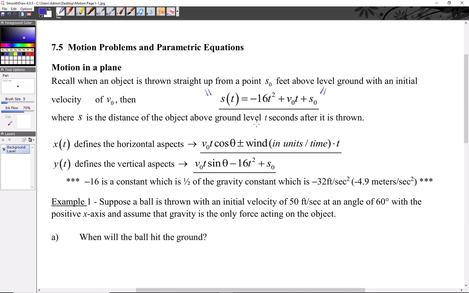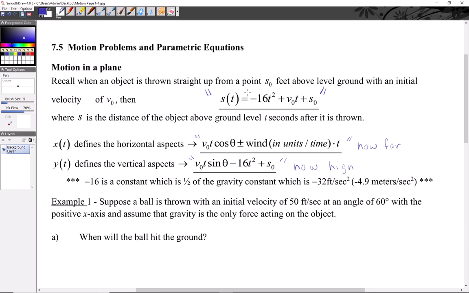So what we're going to do today is take this equation here and break it down into its horizontal aspects, that would be this, and its vertical aspects, which would be this. So we can answer questions as to how far per unit time or how high per unit time. So we get to look at this in much greater detail through parametrics.